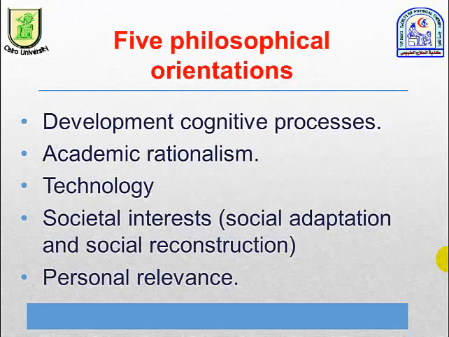The last one from the philosophical orientations is personal relevance. The philosophical orientation of personal relevance focuses on what? It focuses on what is personally relevant to the student. How? I think we can summarize all five philosophical orientations, and what every one of these five items is concerned with.